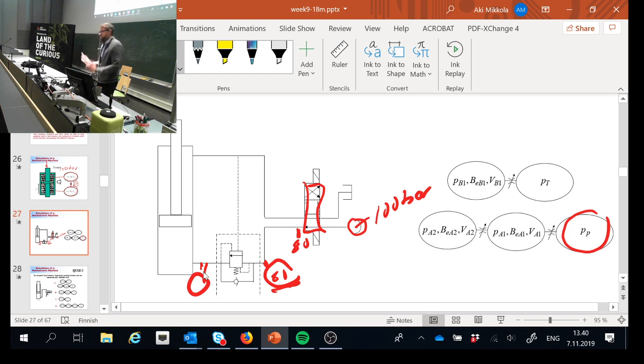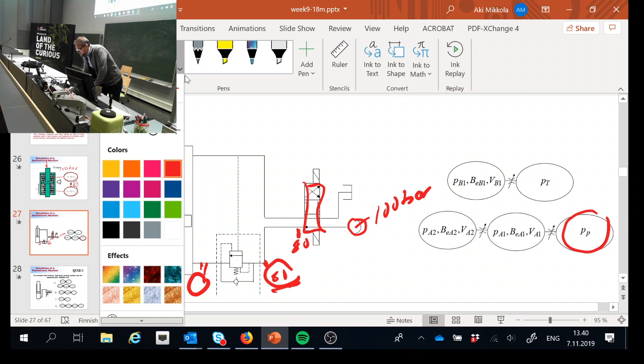Okay, summary. We have here pressure source. Let me change the color to make this clear, because this is, how can I change the color there? Here.